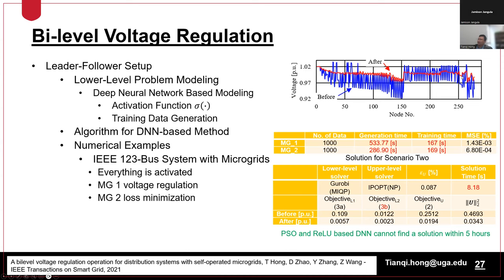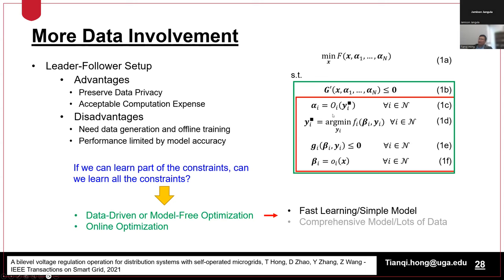Okay, so right now we have finished. I generally introduced the concept and idea of the bilevel voltage regulation problem setup and the corresponding solutions. The advantages of the proposed method are that it preserves data privacy and offers acceptable computational expense. The disadvantages are that it needs data generation and offline training, and the performance is limited by the model accuracy.